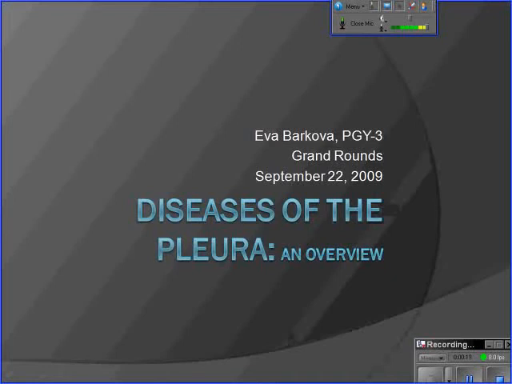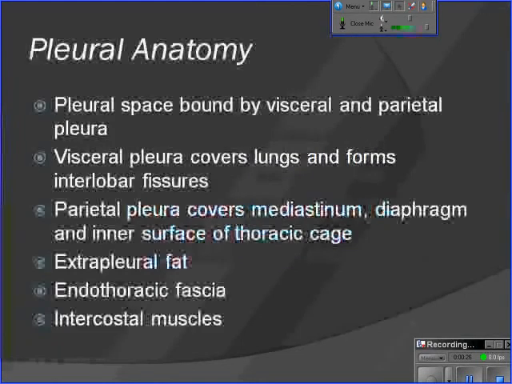Diseases of the pleura, and it's basically an overview. I certainly can't cover all the topics, but hopefully it's going to be a nice overview of pleural disease. Just wanted to start a little bit with pleural anatomy.